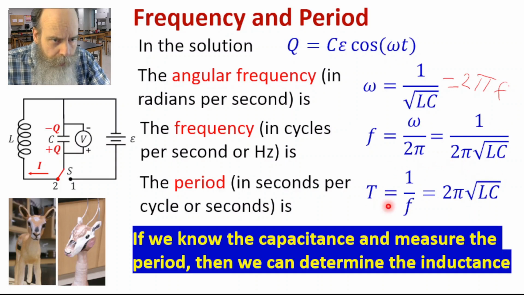Look at this expression. If we know the capacitance and we measure the period of oscillation, then we can find the inductance. I know what the capacitance of our capacitor was. It's written right on the capacitor, 22 microfarads. But I don't know what the inductance of that solenoid is. But we can determine it by measuring the period. And that's what we're going to do later on in this presentation.